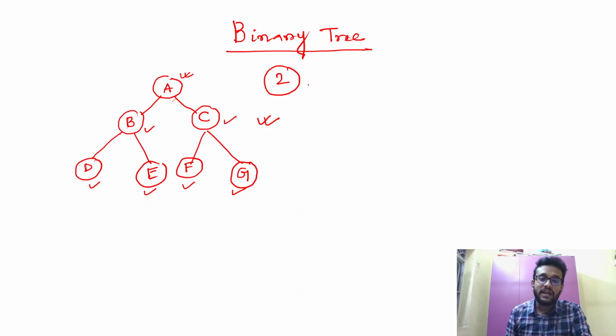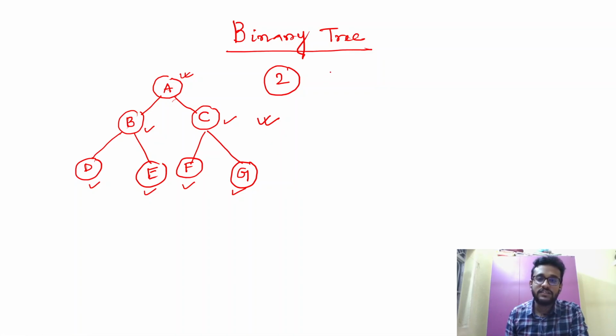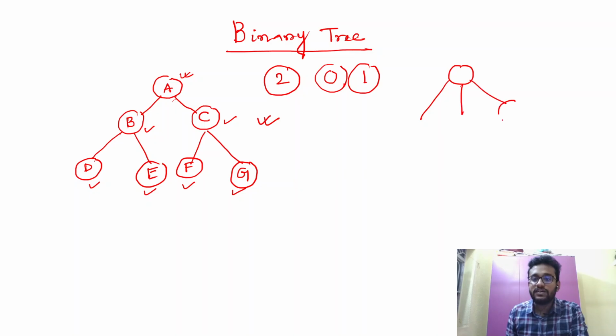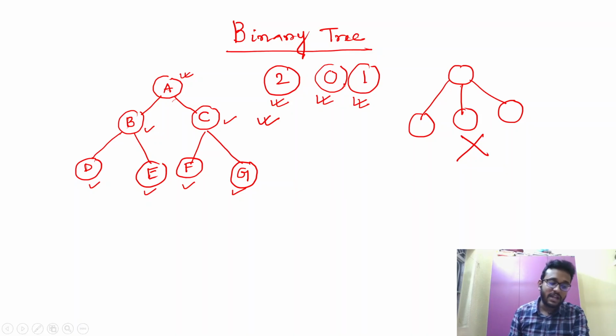In a binary tree, a node contains zero children, one child or two children, but not more than that. If I consider a tree where a node has three children, I can't call it a binary tree; it's strictly prohibited. So in a binary tree we have at most two children, but zero is also acceptable and one is also acceptable. Okay, let's take some other examples.